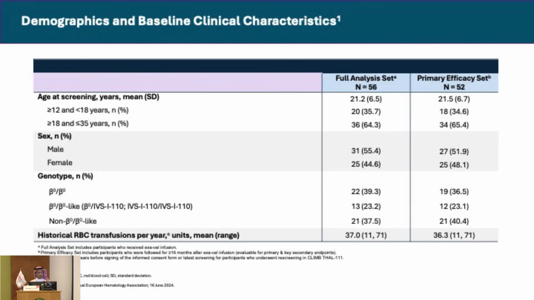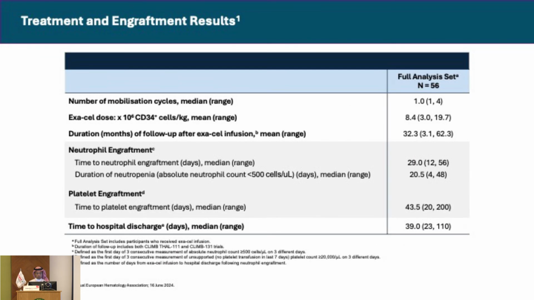Again, similar to the other patients, 1/3 of the patients were adolescents and the rest were adults. As for the genotype, almost 60% of them have the severe genotype disease, and there are 40% non-beta 0, beta 0.